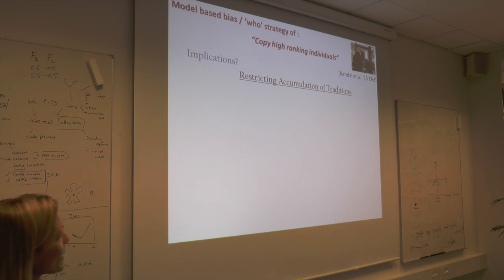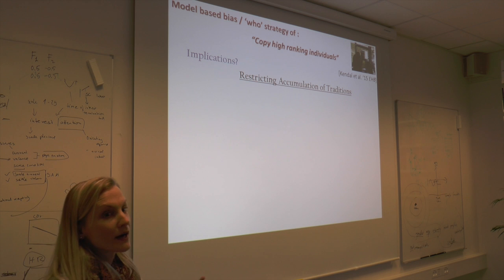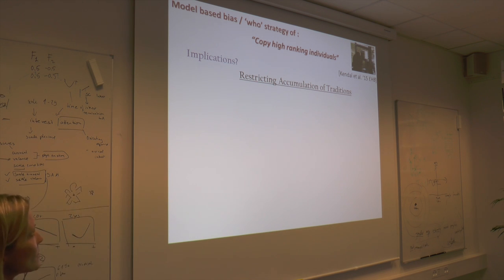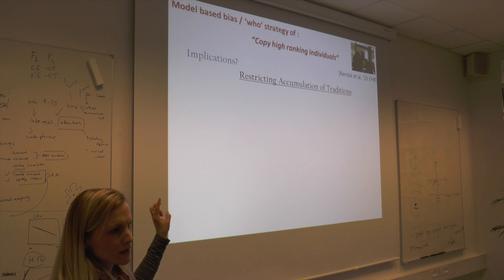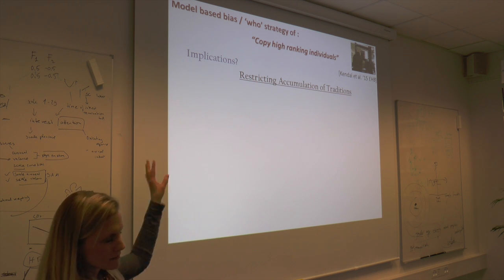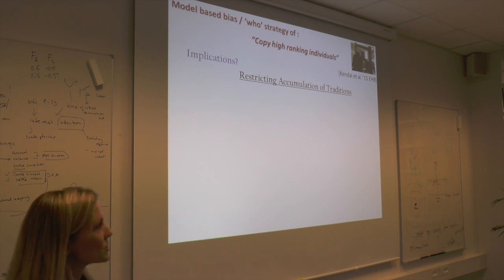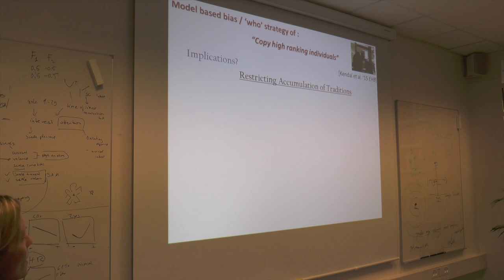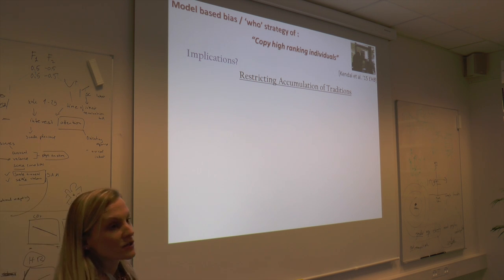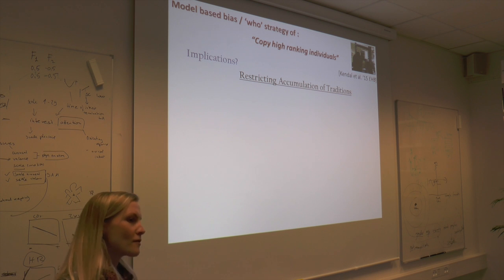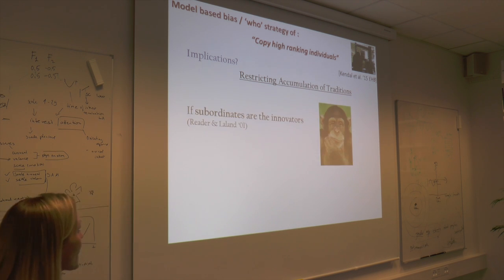Okay. So I was thinking about the implications of chimpanzees having a copy high-ranking individual strategy for thinking about wild chimpanzee cultures. And remember that diagram that Emma put up of Andy Whiten et al.'s big study of wild chimpanzees. So I think that copying high-ranking individuals could restrict the accumulation of tradition. So by accumulation, I mean the number of cultural traits that a population has.